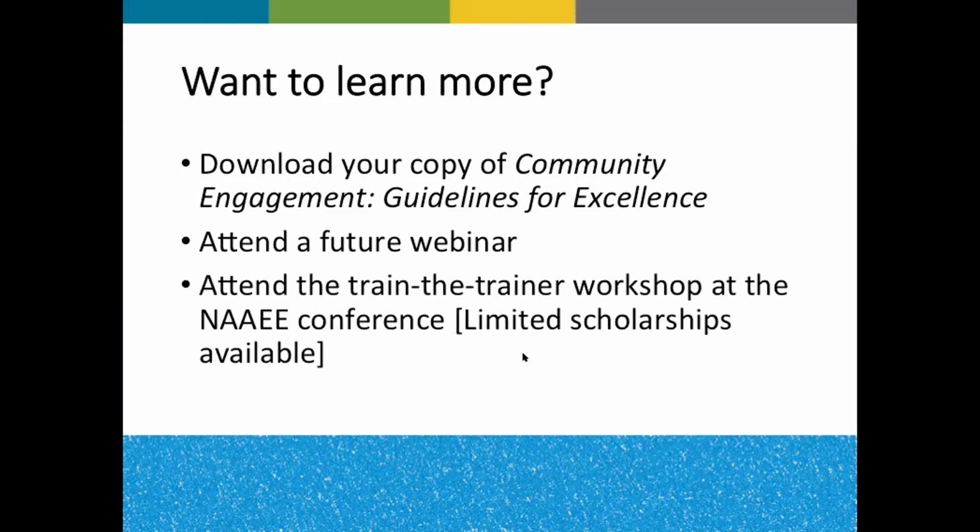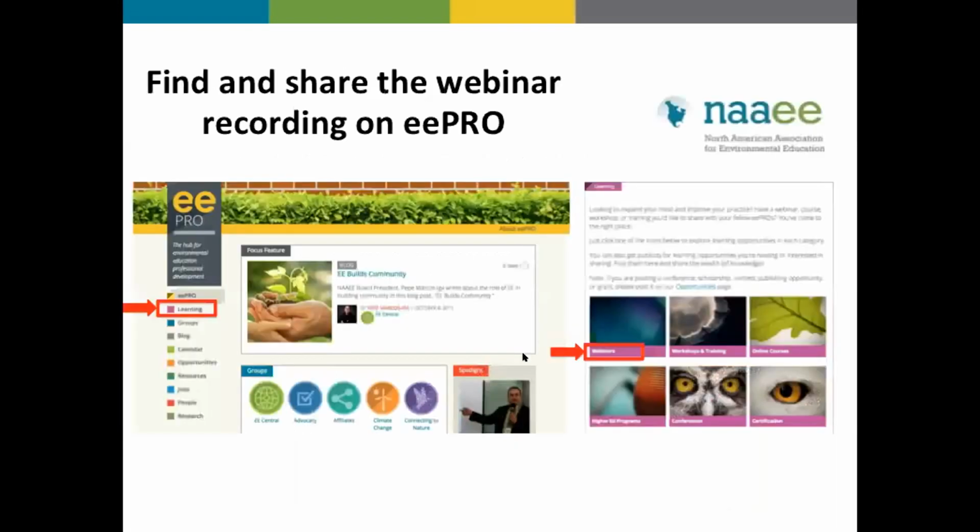Another opportunity is to attend the Train the Trainer workshop that will be held at the NAAEE Annual Conference here in San Juan, Puerto Rico, beginning on October 18th. We do have a limited number of scholarships available to help in meeting the costs to attend, so we hope you'll check out the details on NAAEE.org and consider joining us in San Juan. Scholarship applications are due by June 16th, and early bird conference registration ends August 31st.